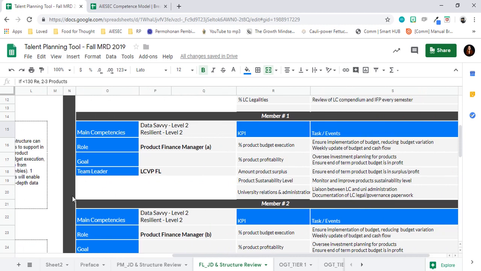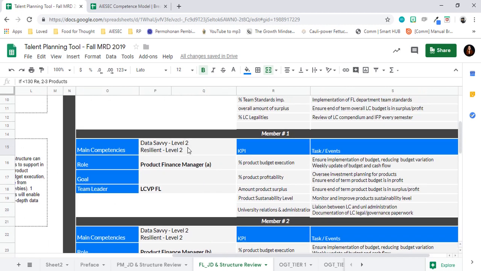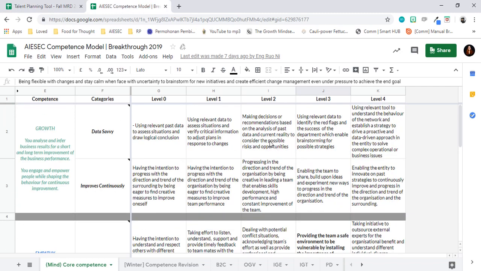The main competency for this is very similar to the VPFL. It's just that the level will be lower. In terms of data savvy, it's about how they can make decisions or recommendations based on data analysis and consider risk and opportunity. So when you put them into the situation of managing the product synergy, they would be able to make recommendations on how to improve the product using finances as the resource. So how they can play the role of a resource manager.